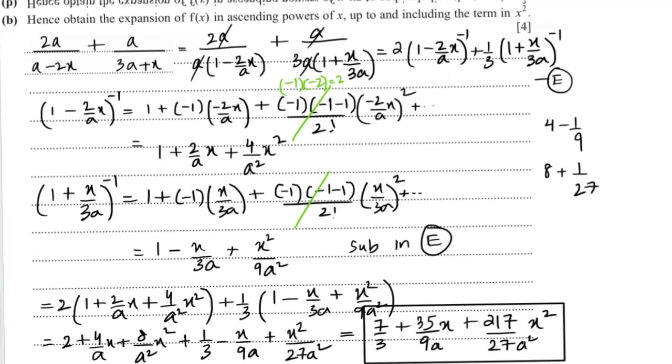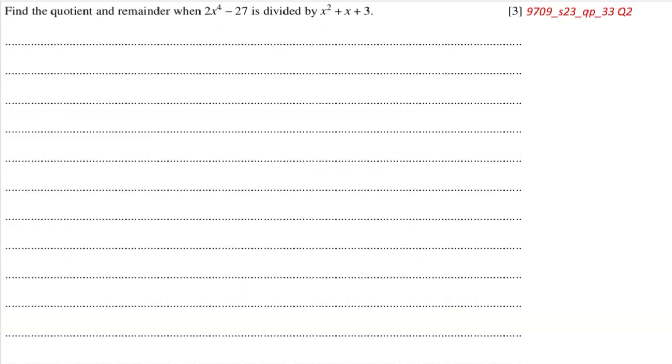All right. This one is from summer 23, question paper 3, and it's the second question on that exam. Find the quotient and remainder when 2x to the power of 4 minus 27 is divided by this quadratic polynomial. It's a long division question. This is part of algebra, x squared plus x plus 3. Okay, I need to find the quotient and remainder.